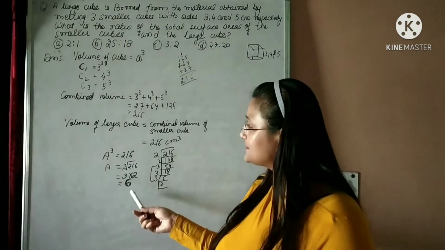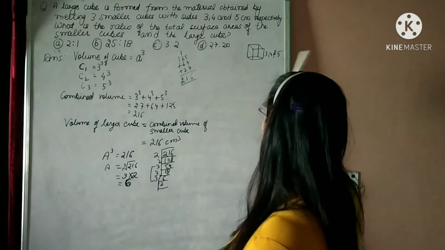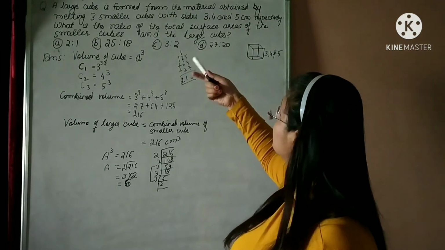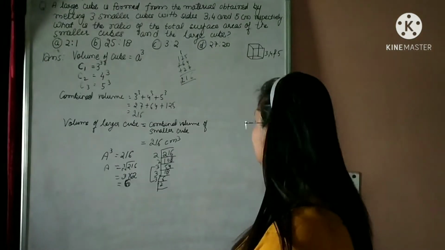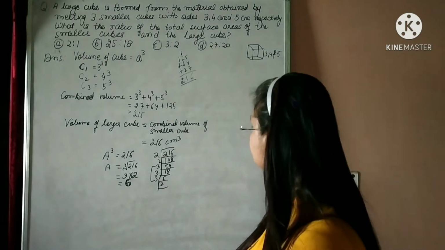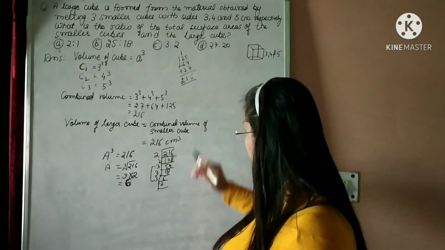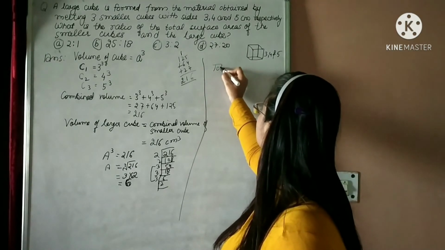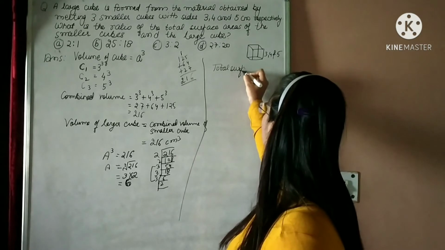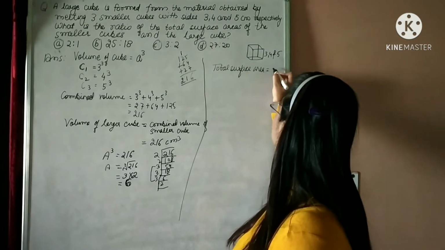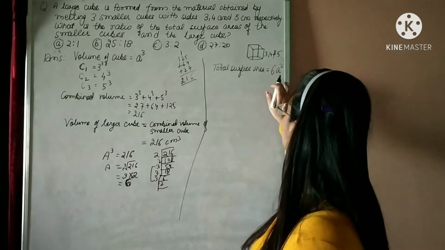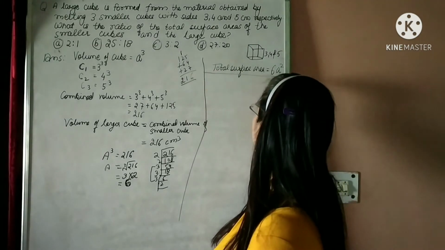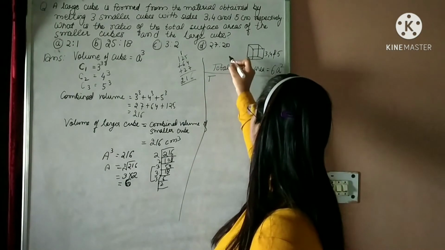We have the measurement of the side of the larger cube, and the sides of the smaller cubes are 3, 4 and 5. So now we can easily find the ratio of the total surface area of these cubes. The formula to find the total surface area is 6 into the square of the side. So let us find it out for the smaller cubes.